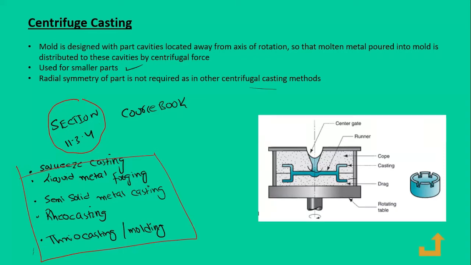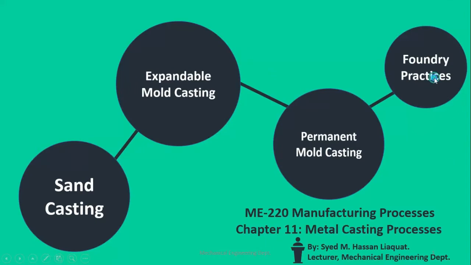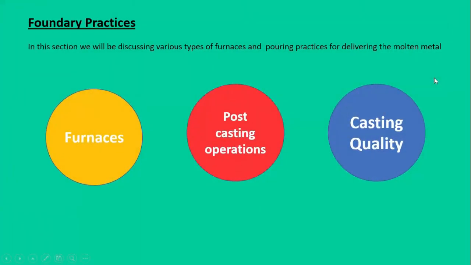So now we will move towards the last section of this chapter, that is foundry practices. In this section, we are going to discuss three aspects of the foundry. The first one is the furnace, the types of furnaces that are used in foundries, and the post-casting operations such as cleaning and heat treatment operations, and the casting quality, how to overcome the defects that are produced in various casting processes. So we will start with the furnaces.